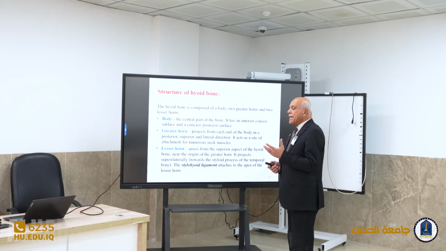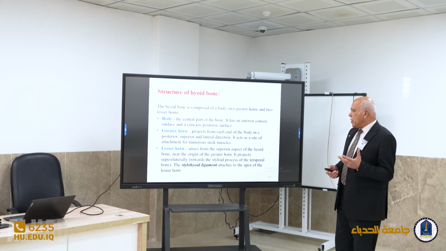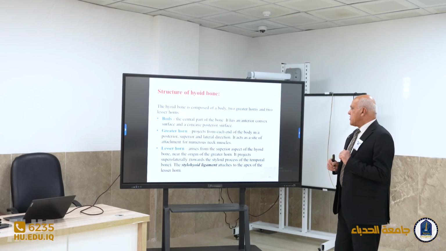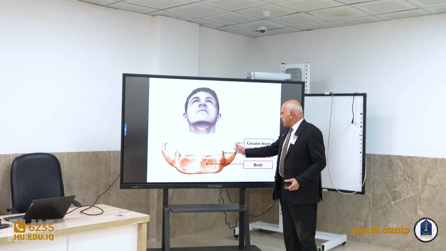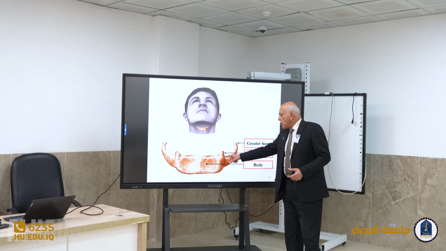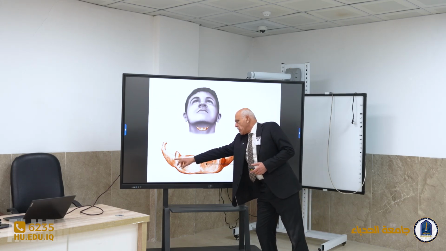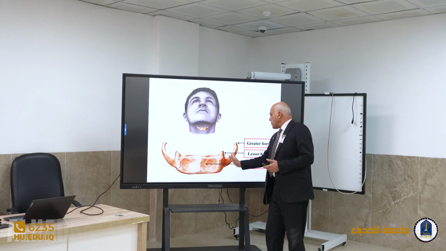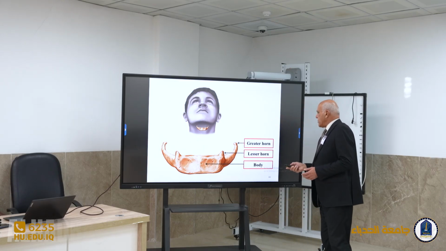The second part is the greater horn. The greater horn projects from each end of the body in a posterior, superior, lateral direction. What I mean by this? In a superior, posterior, and lateral direction from each side of the body. That's to say, we have two greater horns, one on the right and one on the left, from the side of the body, passing in superior, posterior, and lateral directions.